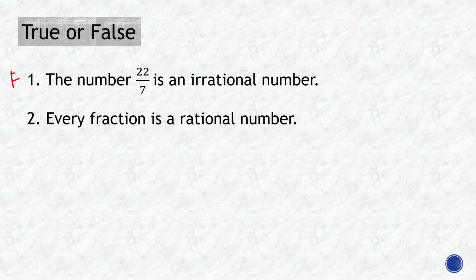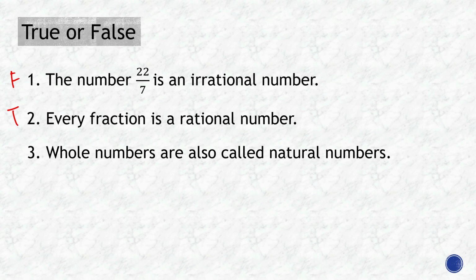Every fraction is a rational number. Sorry, that's true, by the way. Whole numbers are also called natural numbers. Is that true? Nope, that's false. So whole numbers is 0 plus natural numbers. Natural numbers are just counting numbers or the positive integers.